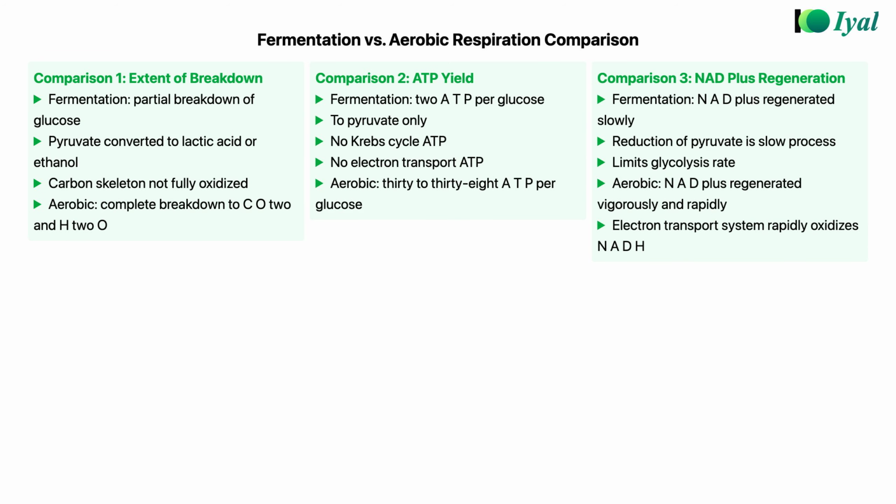Third point, NAD plus regeneration speed. In fermentation, NAD plus is regenerated slowly. The reduction of pyruvate takes time. This slows down glycolysis. The glycolytic rate is limited by NAD plus availability. In aerobic respiration, NAD plus regeneration is vigorous. Rapid, the electron transport system very quickly oxidizes NADH, regenerating NAD plus. This allows glycolysis to go fast. Much more glucose can be oxidized per unit time. More ATP production per unit time. Much more efficient, much more rapid.